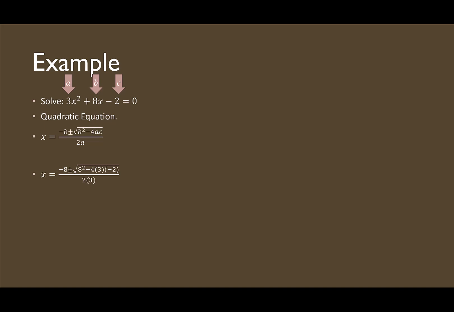I wouldn't just leave it here. I would do the next step, which says x is equal to the fraction negative 8 plus or minus the square root, well, 8 squared is 64. Negative 4 times 3 times negative 2 is 24. And then 2 times 3 is 6. From there, I would tell students, well, remember, 64 plus 24, we can add those together. So now 64 and 24 is 88.